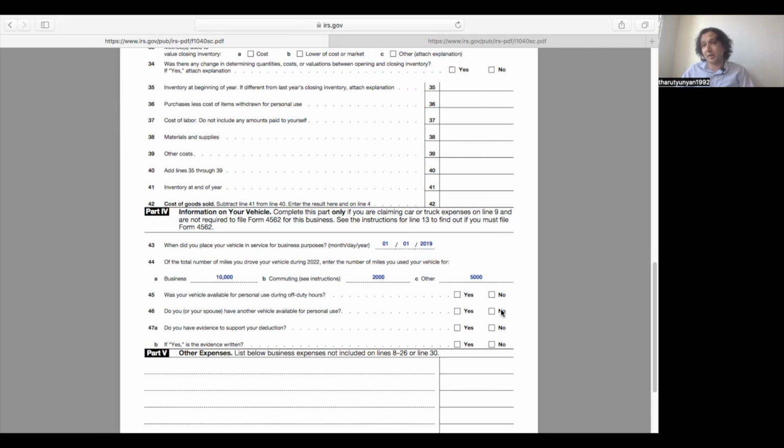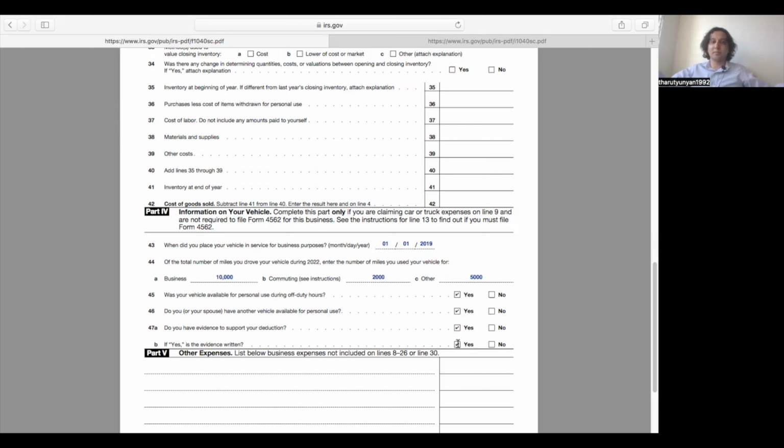Now, if it's a car you use both for business and personal, you will say yes. Do you or your spouse have another vehicle available for personal use? The answer will be, let's say, yes, there's another car in the household. Now, here, do you have evidence to support your deduction? You better have evidence. And then is the evidence written? Yes, when it says written, they're referring to mile logs, right?